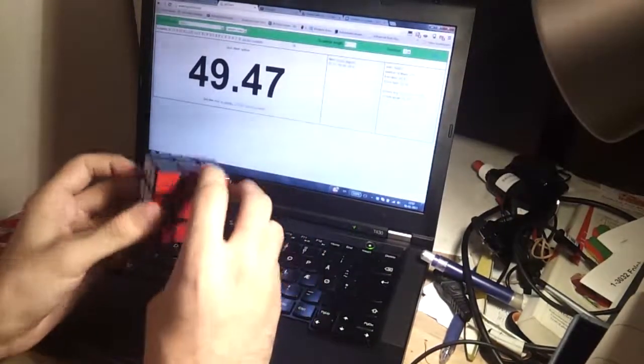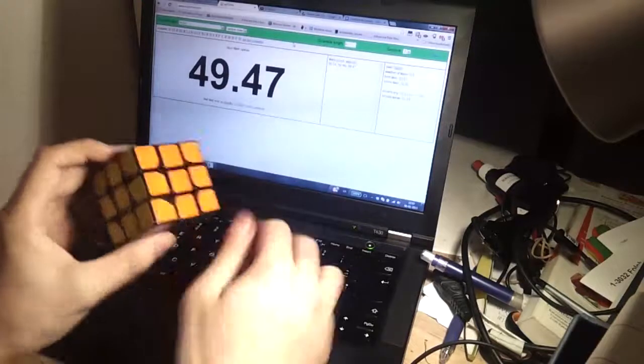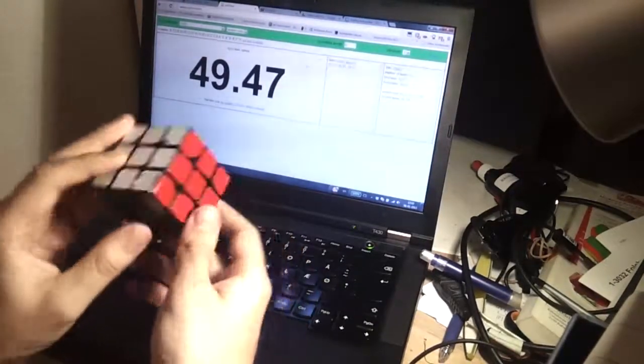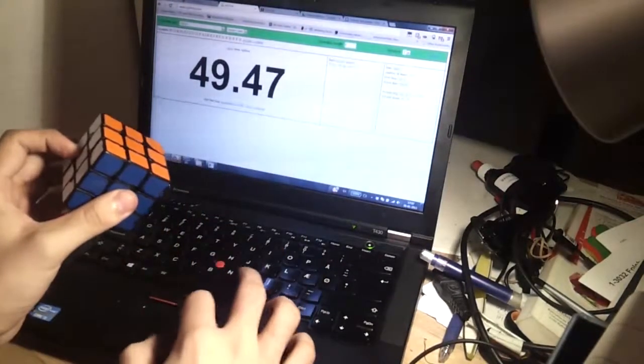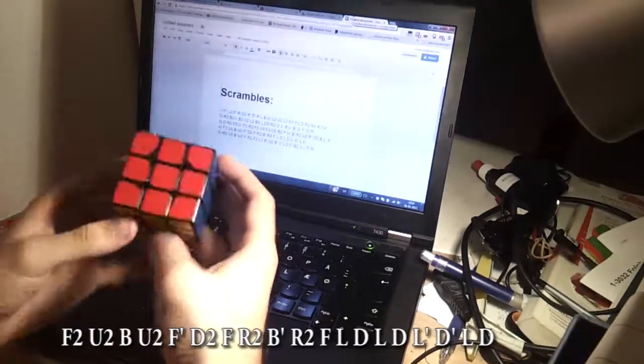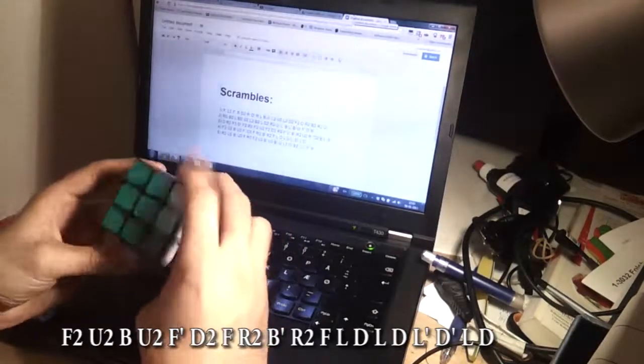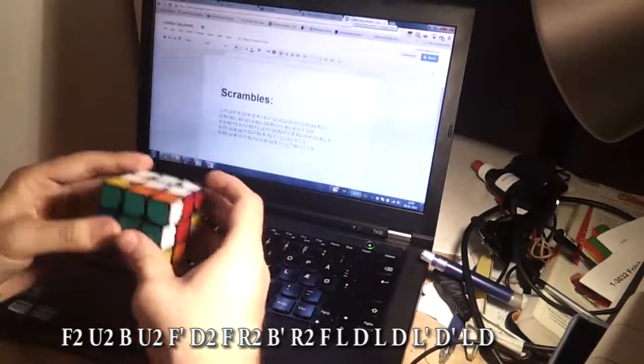Hey, a sub 50. Woo. That's okay. I'm happy when I get a sub 50. I can usually do sub 50s, but it depends. That's a decent time for me.